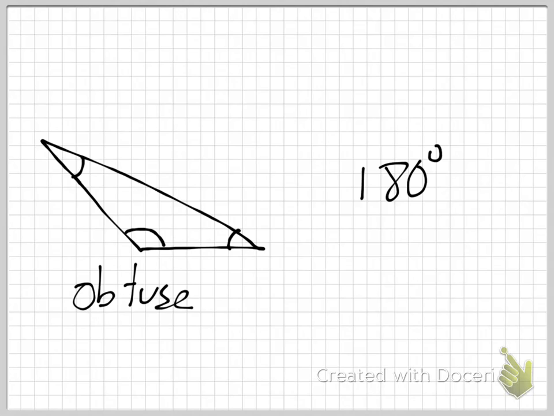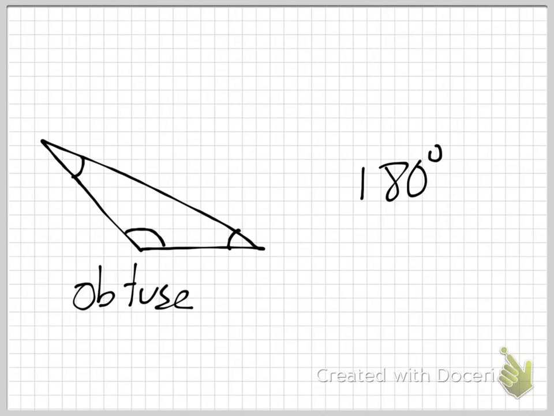Here's the deal, listen. Can a triangle have more than one obtuse angle in it? How big is an obtuse angle? Bigger than 90. If the angles inside of a triangle always add up to exactly 180, you can't have two angles that are more than 90 inside of a triangle. Does that make sense? It's not possible. So, if there's one obtuse angle inside of a triangle, it's called an obtuse triangle.